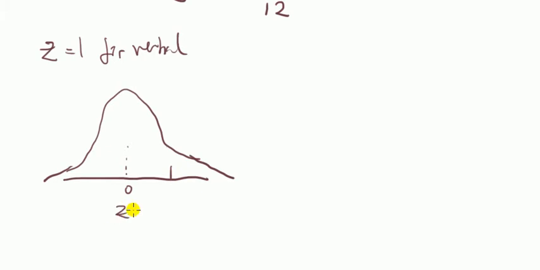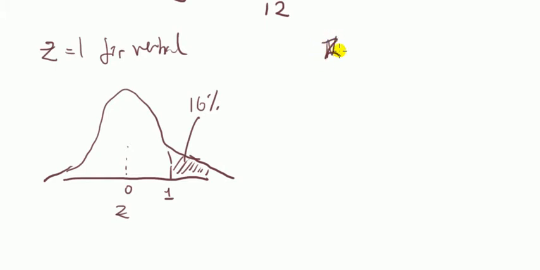Z-score of 1. Okay, if we look at the tables, we find that the area comes to about 0.16. Let's express that in terms of percent: 16%. That's obtained from the standard normal tables.